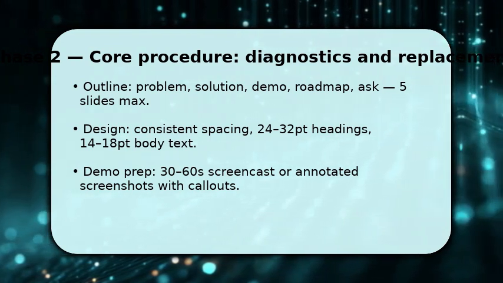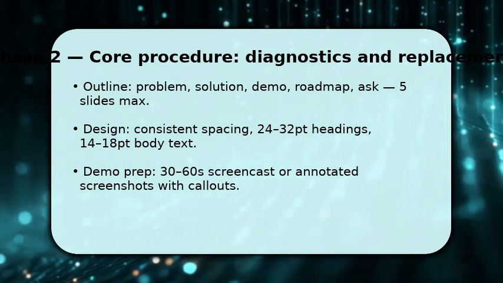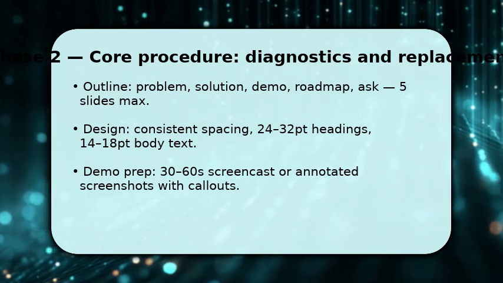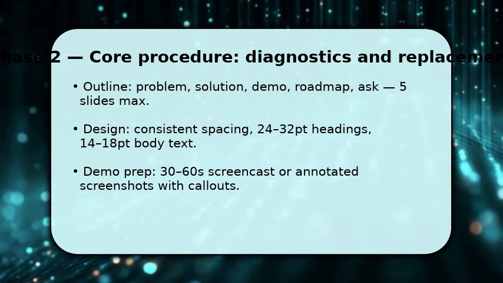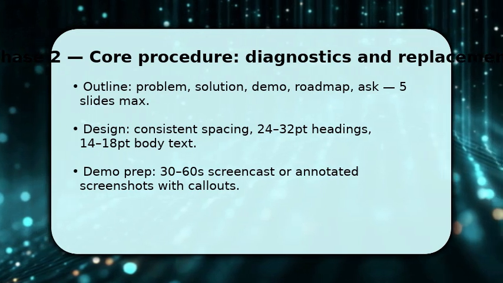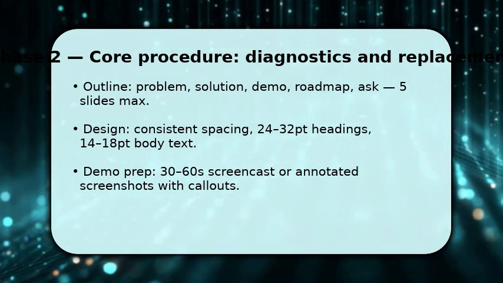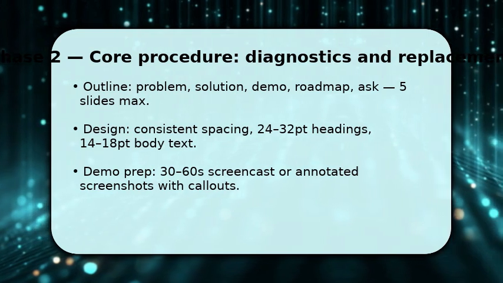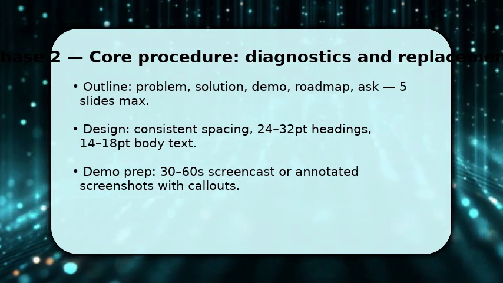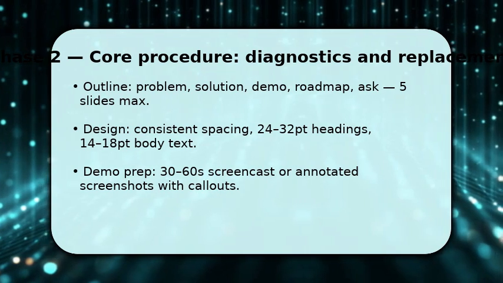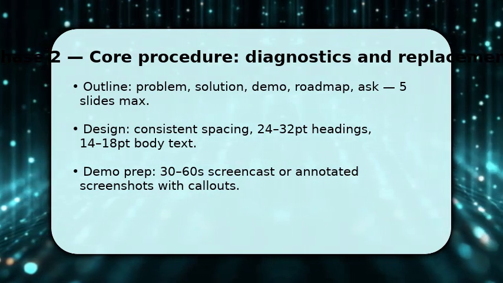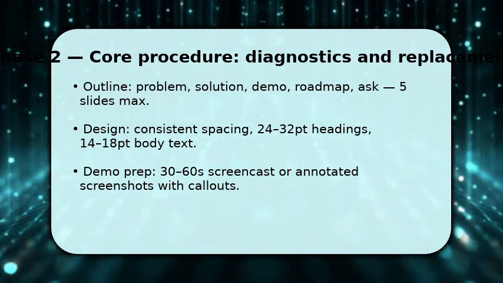While building, apply consistent spacing. Use 24-32 PT headings and 14-18 PT body text so viewers read easily. Once visuals are placed, create a 30-60-second screencast or annotated screenshots. Practice transitions and annotate key interactions. Make sure to label metrics clearly, because clear data builds credibility and keeps judges focused.